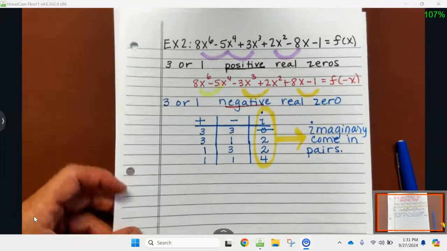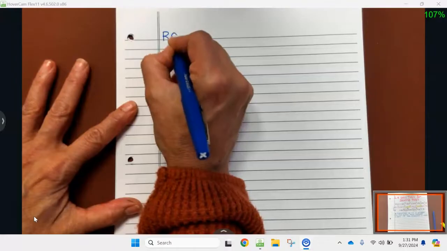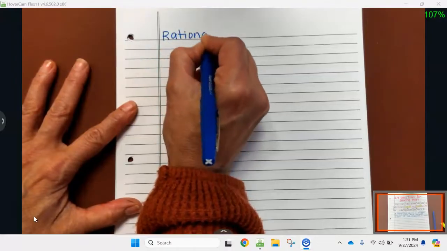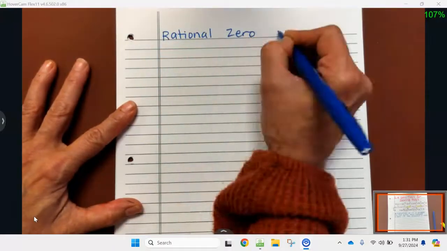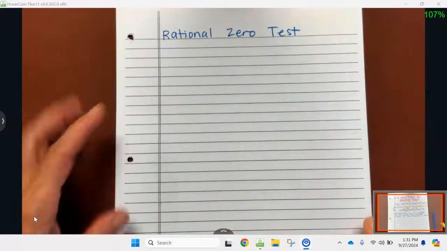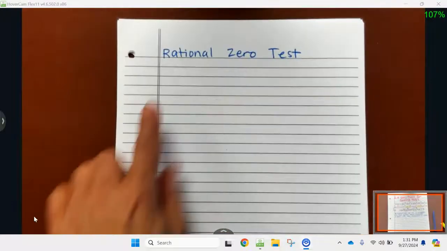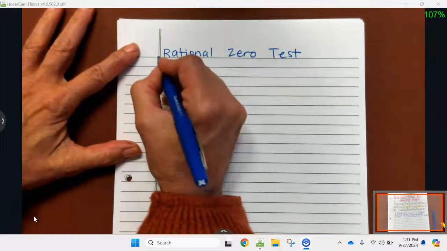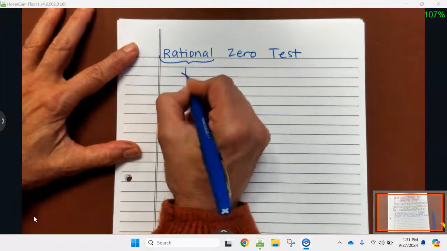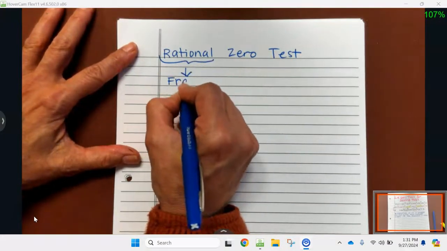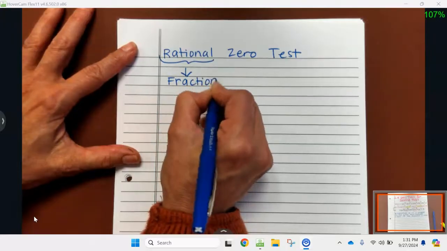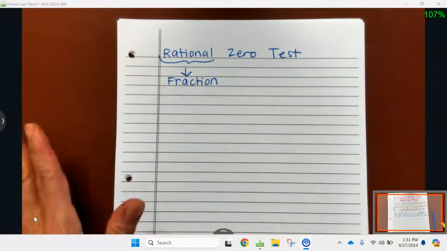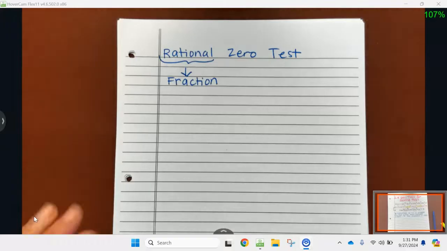So here we go with tool number 2 for today. Tool number 2 is called the rational zero test. I am never going to quiz you about the name of this, but you've got to remember the word rational is just a fancy word for a fraction. That's all that is. So here's how we tell the actual possible answers.